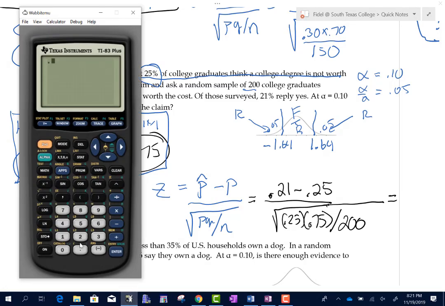So we're going to go 0.21 minus 0.25, okay, is negative 0.04. Okay, we're going to divide this by, isn't everything inside the square root? So guys, we're going to go 0.25 times 0.75 divided by, what was the number? 200. On my calculator, I got to close off my parentheses. I'm going to hit enter. Okay, and I'm coming up with a negative 1 point, 0.31, okay.